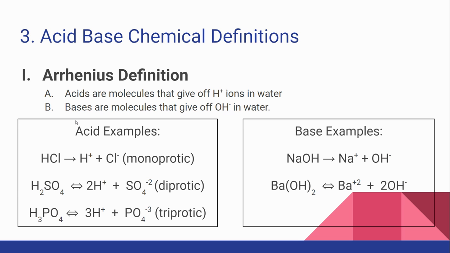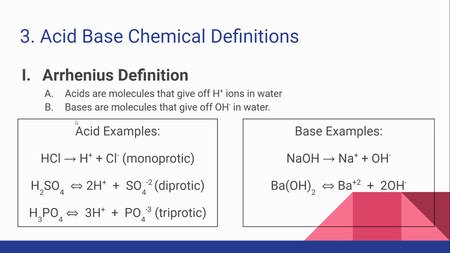Okay, bases, on the other hand, are molecules that give off OH minus in water. Okay, so NaOH is an example. NaOH, OH at the end. You always see the OH at the end. It'll never be in the beginning. It'll always be at the end. Okay, NaOH will give off Na plus and OH minus. Okay, barium hydroxide, Ba(OH)2. Barium hydroxide will give off barium 2 plus and 2 OH minus.